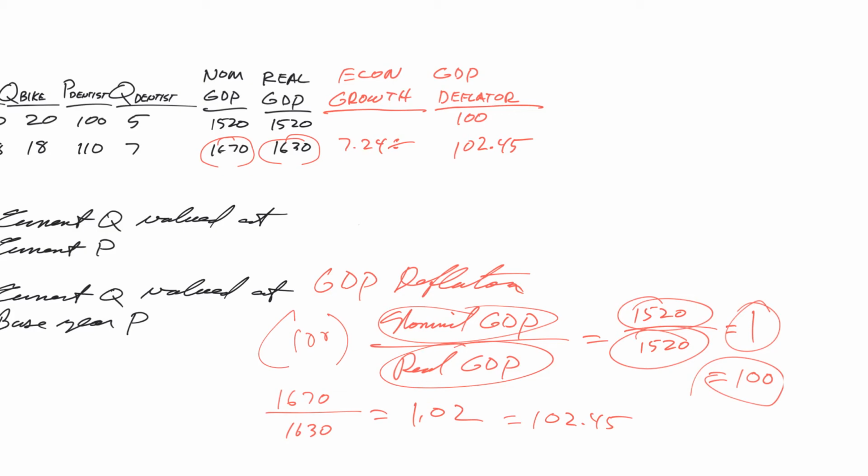Now again, with the GDP deflator, we're doing just the opposite of what we did when we calculated the real GDP. We were holding prices constant at the base year. Now we're holding quantity constant and letting prices change, essentially.